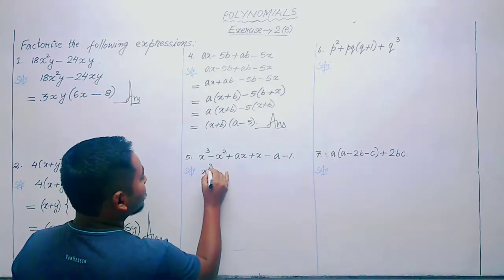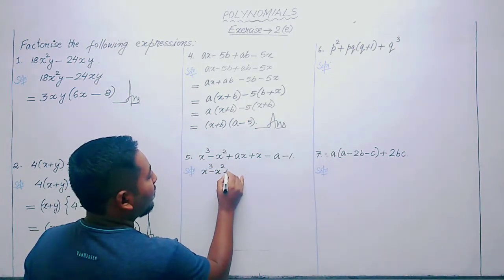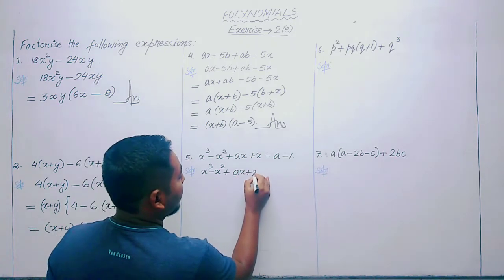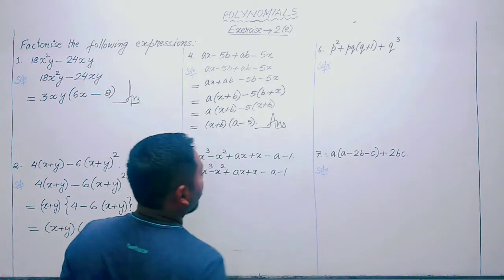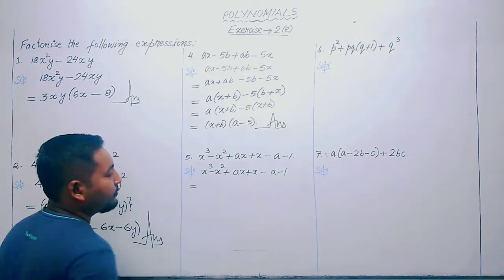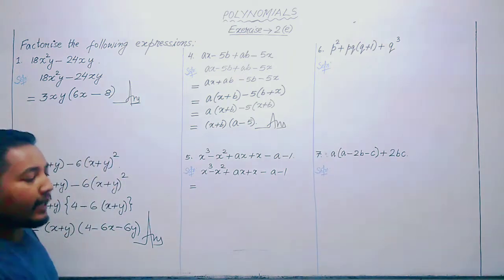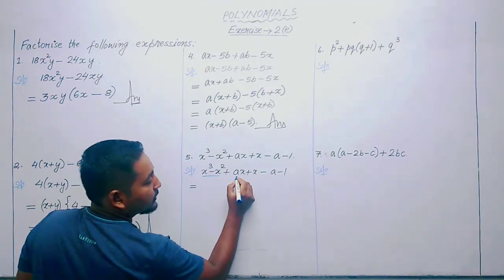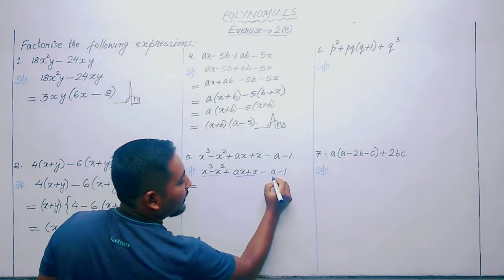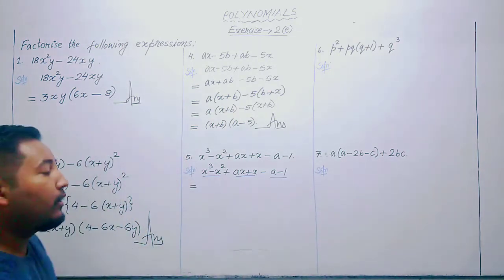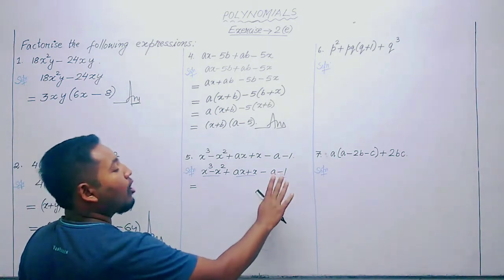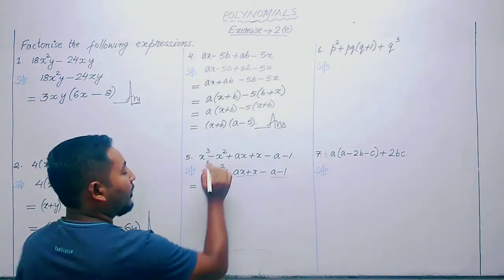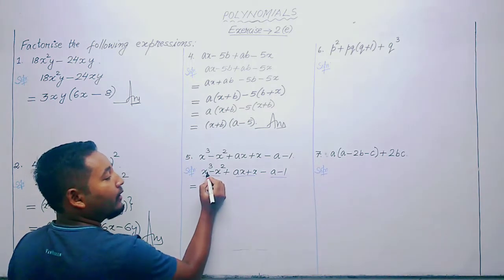You have x cube minus x square plus ax plus x minus a minus 1. Now in this question, let us take out the common from these two terms separately, and these two terms separately. Now let us find out. In these two terms there is no common, but again you can take out one common. Now from these two, what is common?